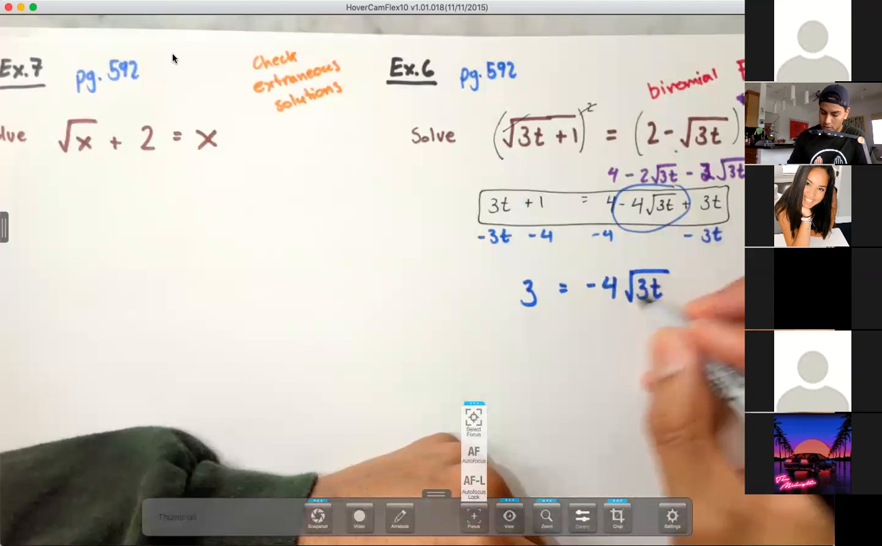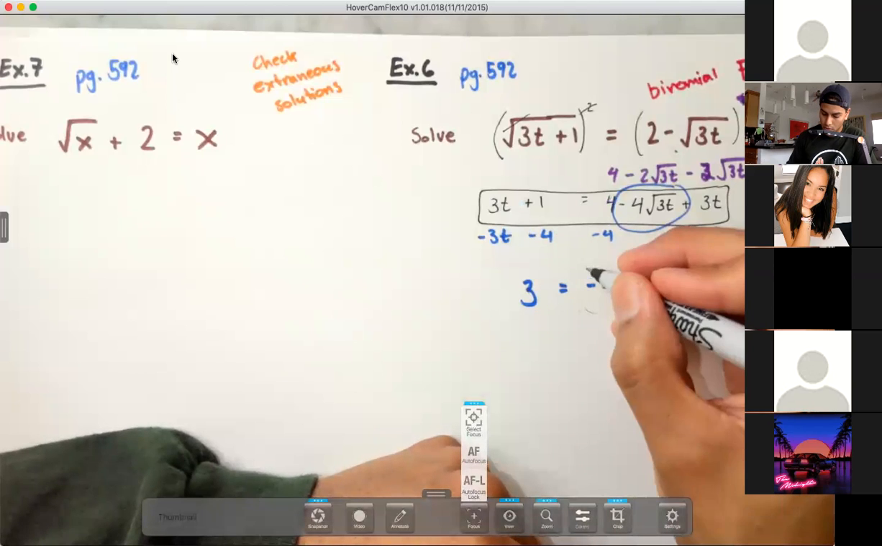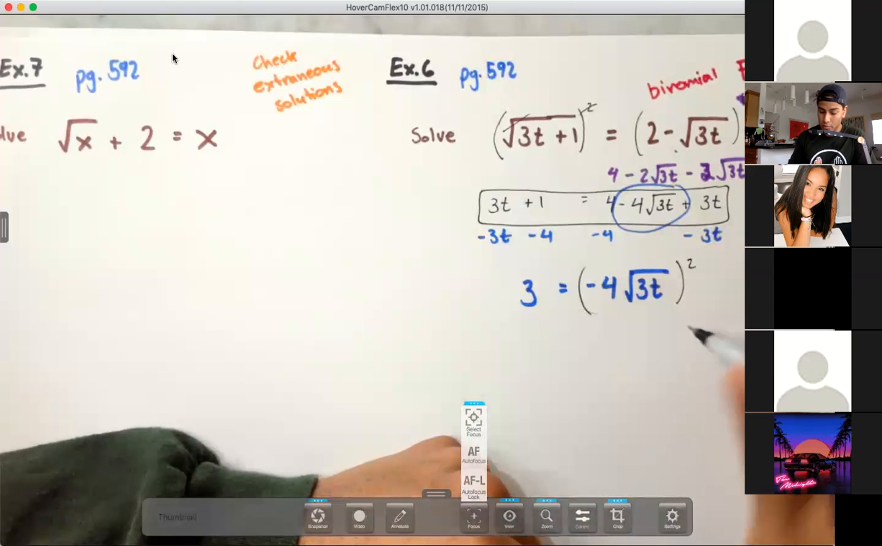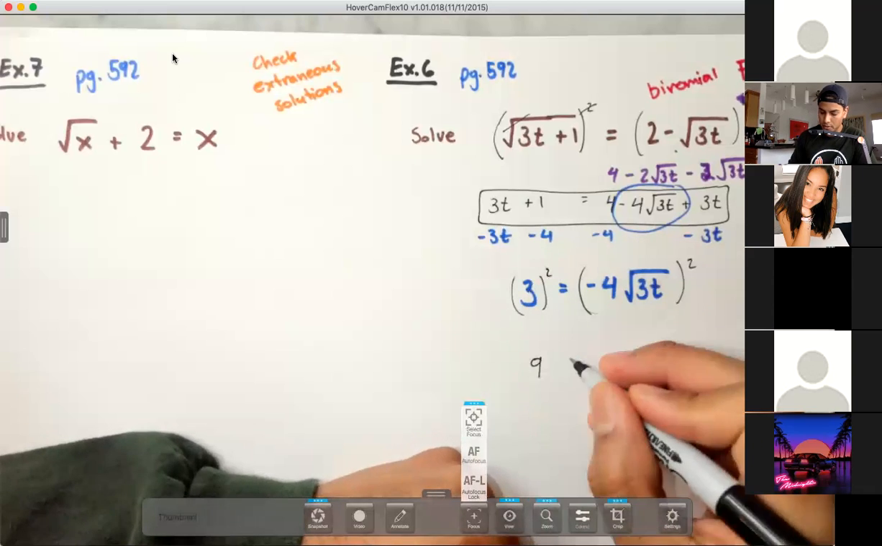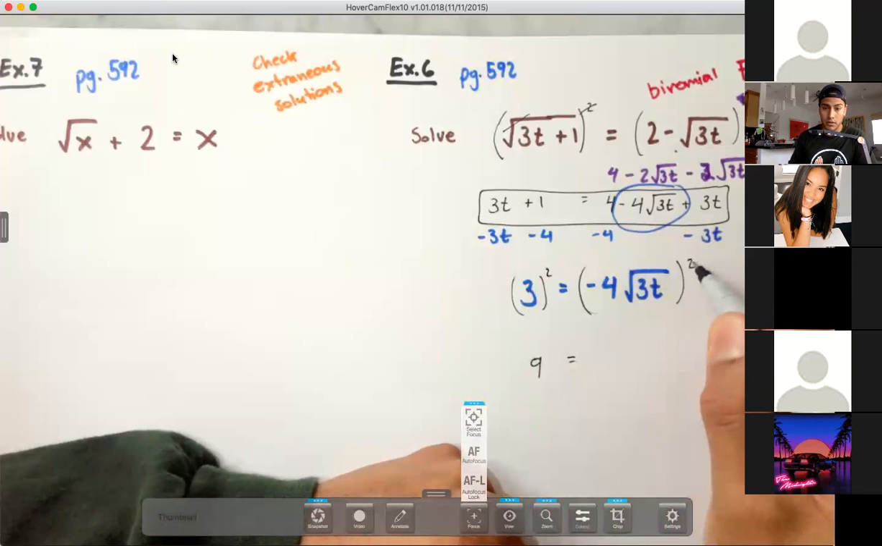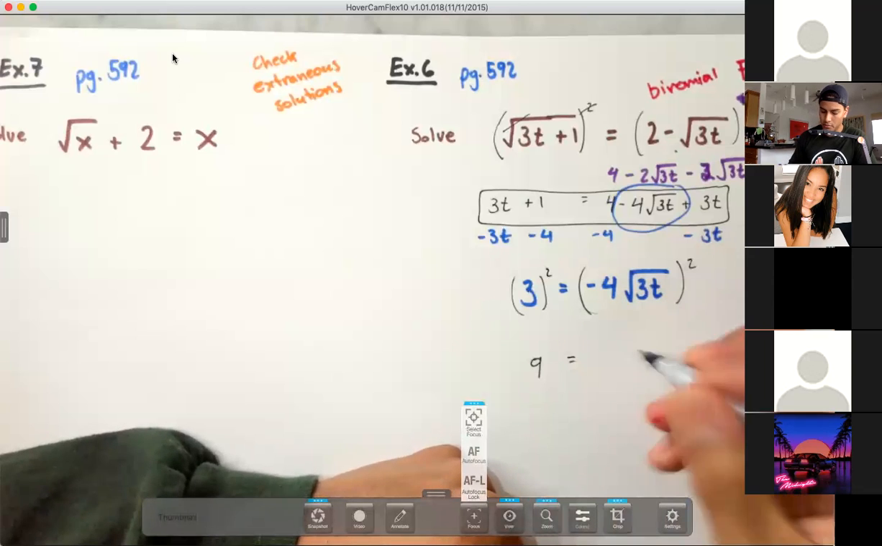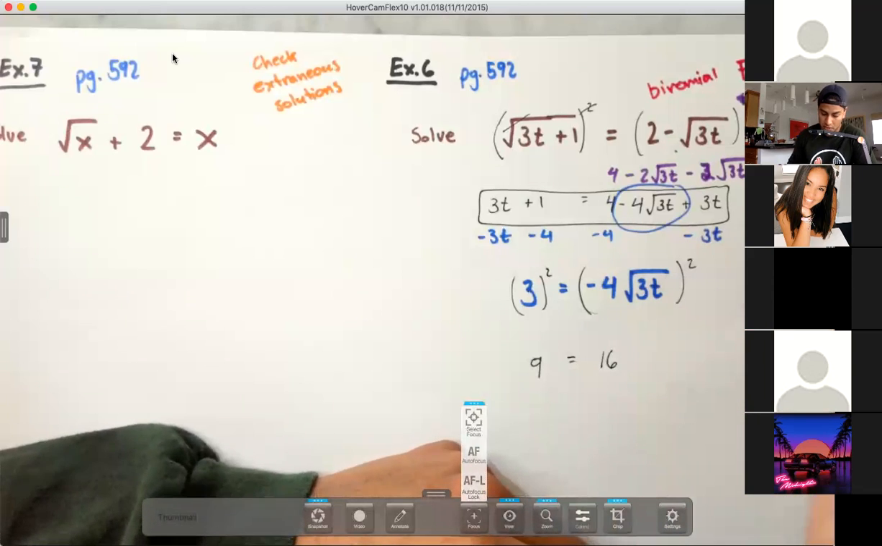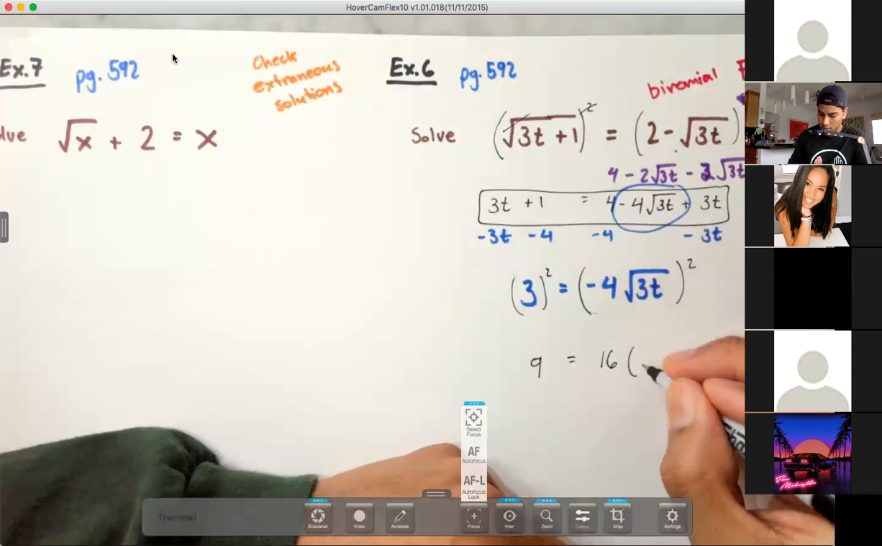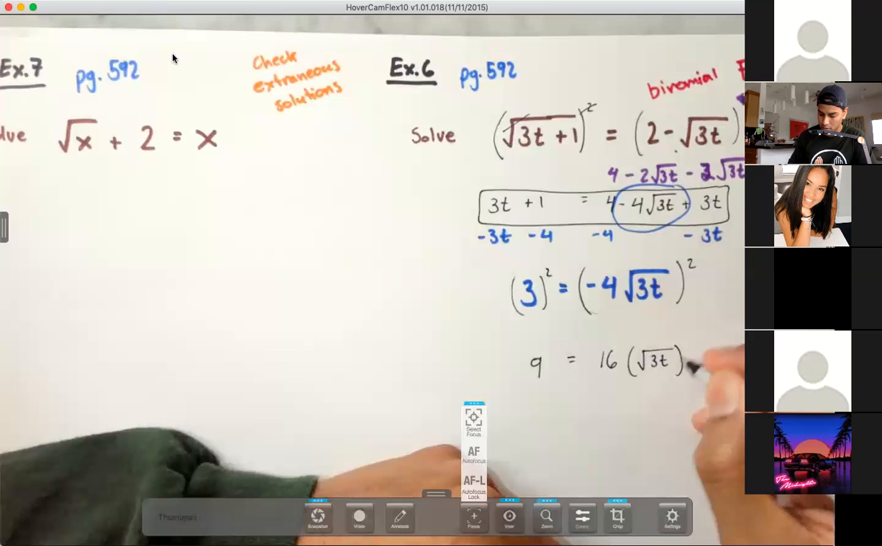power, okay? So we wanna raise this side, this whole thing, to the second power, and we can't just raise the radical, okay? That goes against algebraic rules. So whatever we do to one side, we have to do to the complete other side. We'll end up with 9 equals, and then we're just gonna distribute this square in here, okay? Basically, since it's 2 things being multiplied together, you're gonna end up with negative 4 squared, which is gonna be 16, and then square root of 3t squared. And we'll just go ahead and write it like that, times square root of 3t squared.